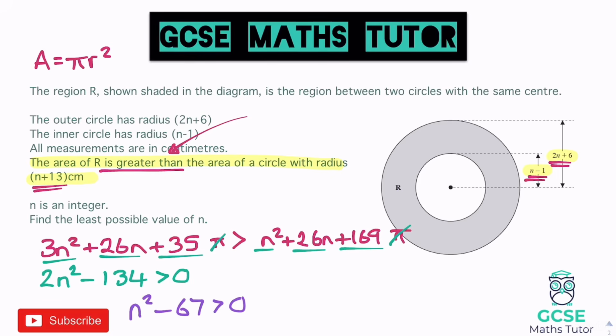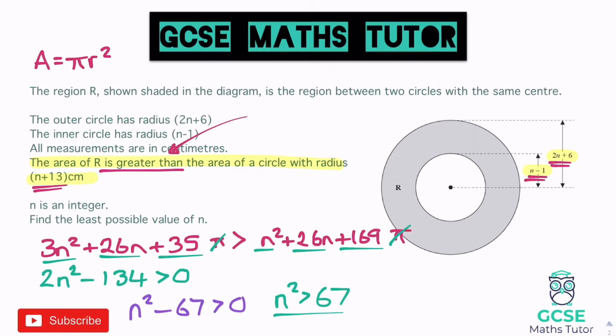We can't factorise this, but what I can do is add that 67 back over to the other side, and we'll have a look at what number we can get here. So we've got n squared has got to be bigger than 67. Now this is our key piece of information. We know that this number squared has to be bigger than 67.